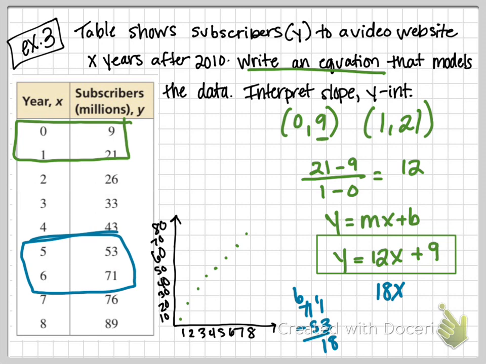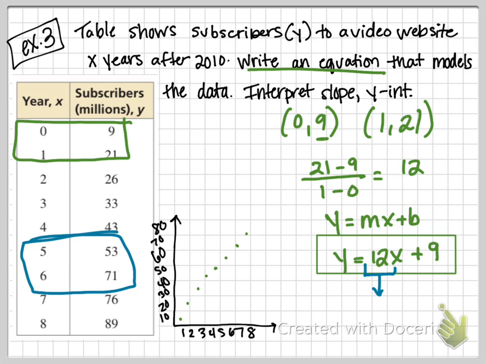Now the second part of this asks us to interpret the slope and the y-intercept. What is the slope telling us? How fast is this website growing? About how many subscribers per year? Like 12 million, exactly.